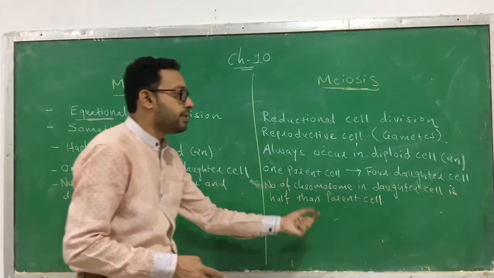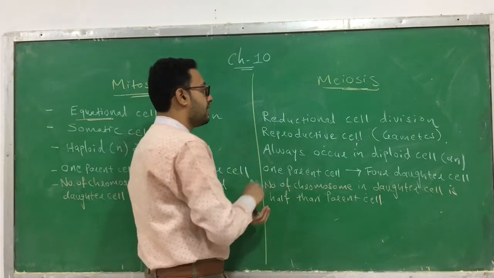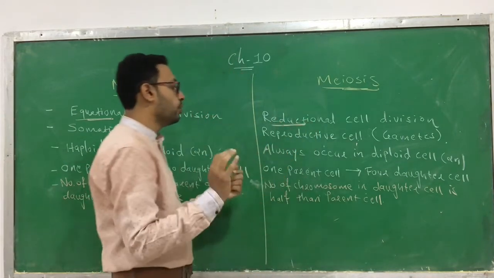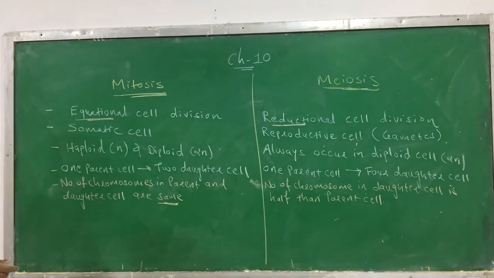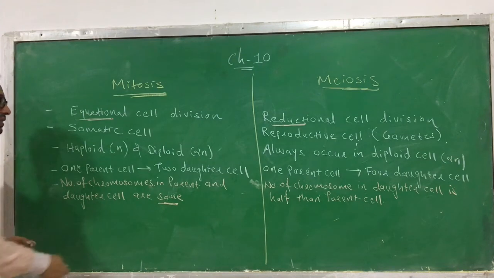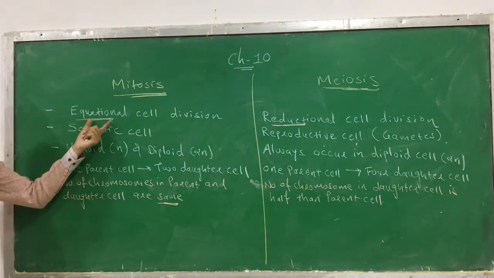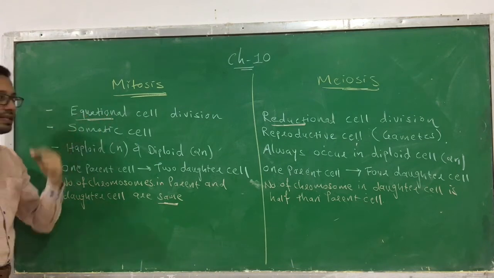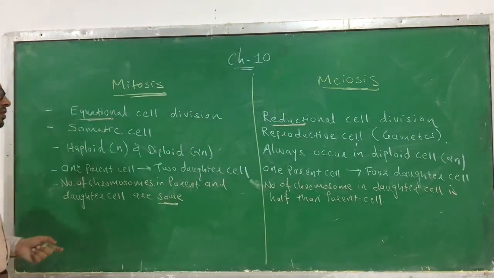Here the chromosome number gets halved or reduced. That's why we are calling it reductional cell division. I hope you have understood why we are calling it equational and reductional cell division. Okay, so let us discuss first these 5 differences, and then we go ahead. Mitosis can also be called equational cell division. Meiosis can be called reductional cell division.